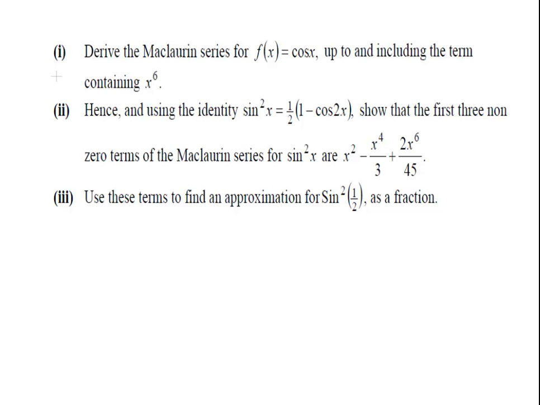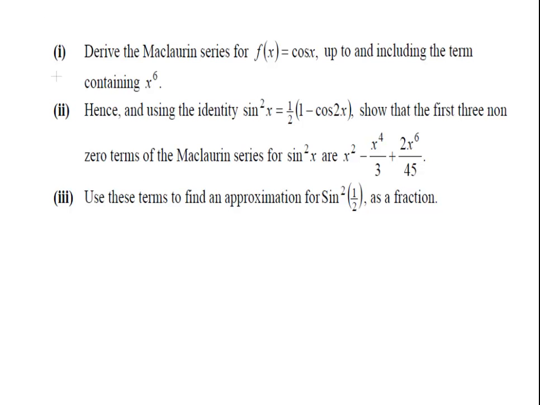Hence, and using the trigonometric identity sin squared x equals 1/2 of (1 minus cos 2x), show that the first three non-zero terms of the series for sin squared x are x squared minus x to the 4 over 3 plus 2x to the power of 6 over 45. Now, use these terms to find an approximation for sine of 1/2, squared, as a fraction.